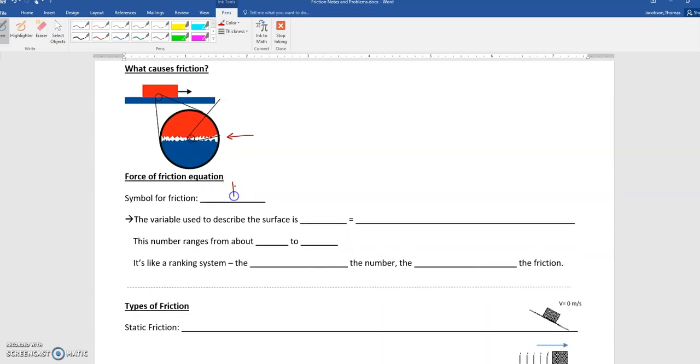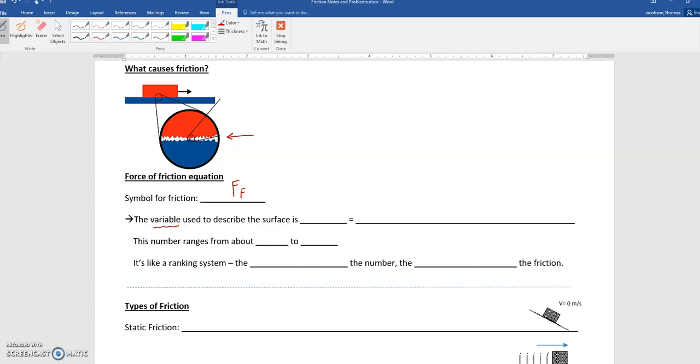Now we've got a symbol for friction. You guys know this. It's F sub F. Now because surfaces can move really easily against each other, or they could be really rough, like sandpaper, we can't just say really rough, really smooth. In physics, we got to put a number to it. We got to be really exact. So we're going to have a variable here.